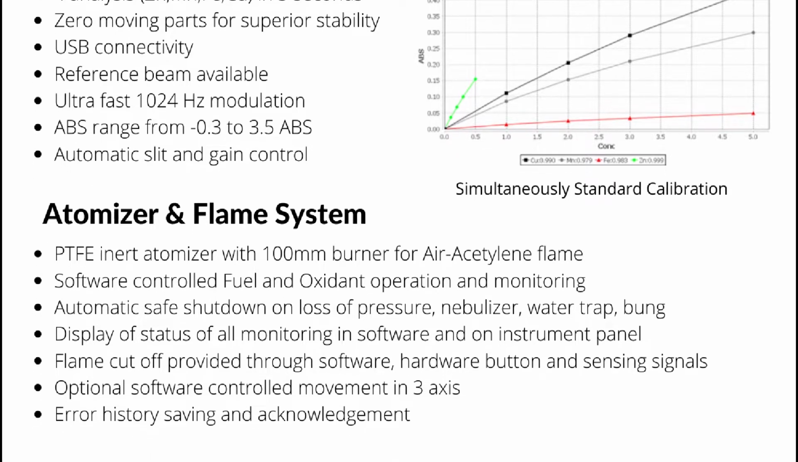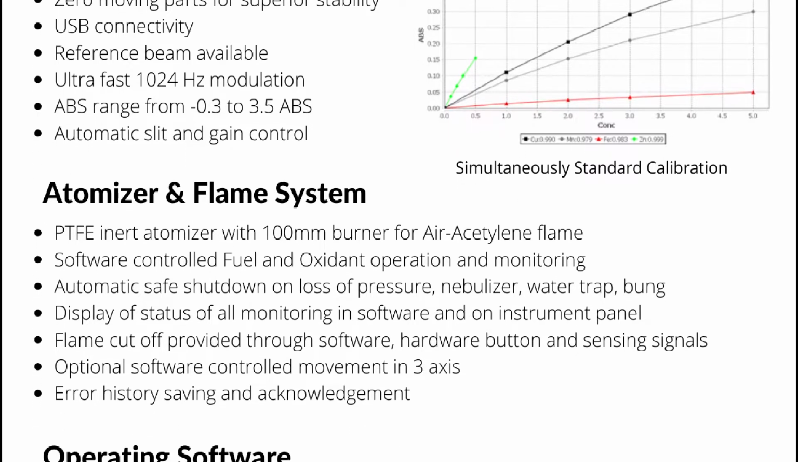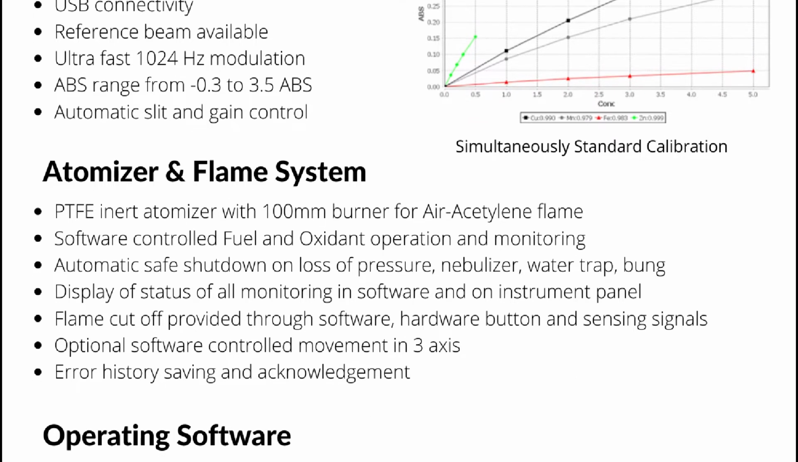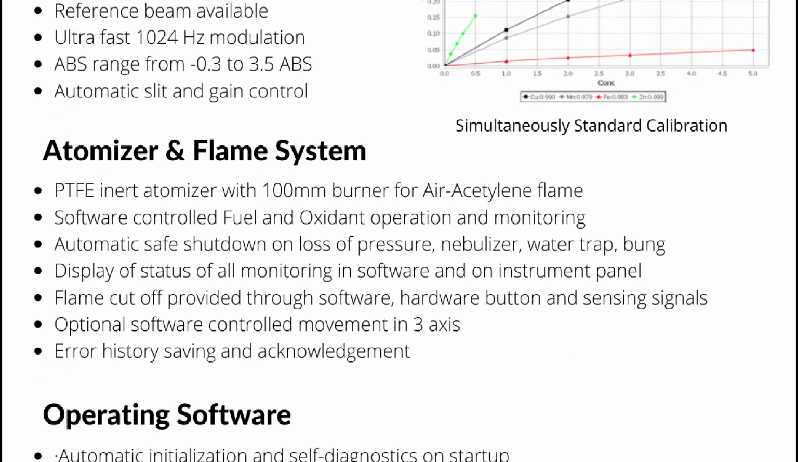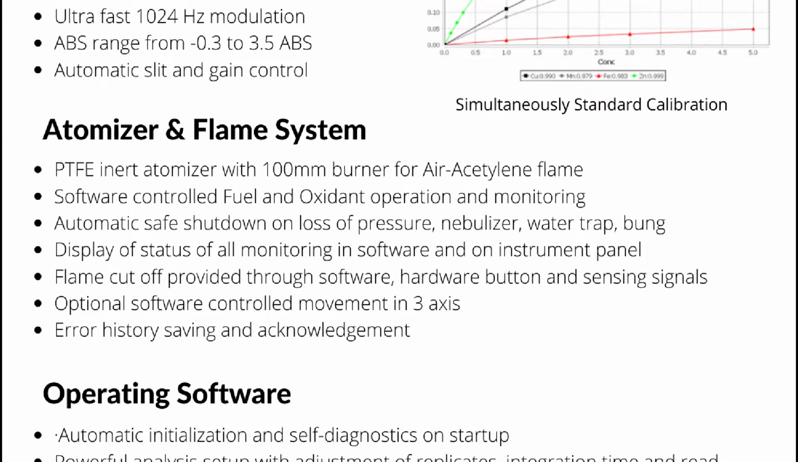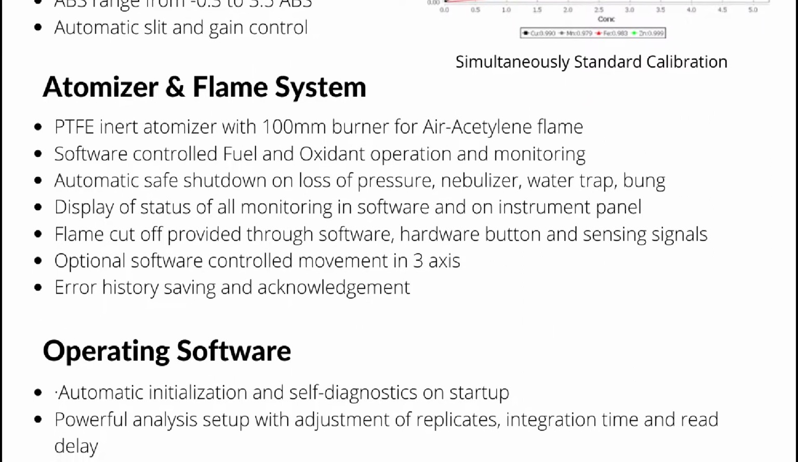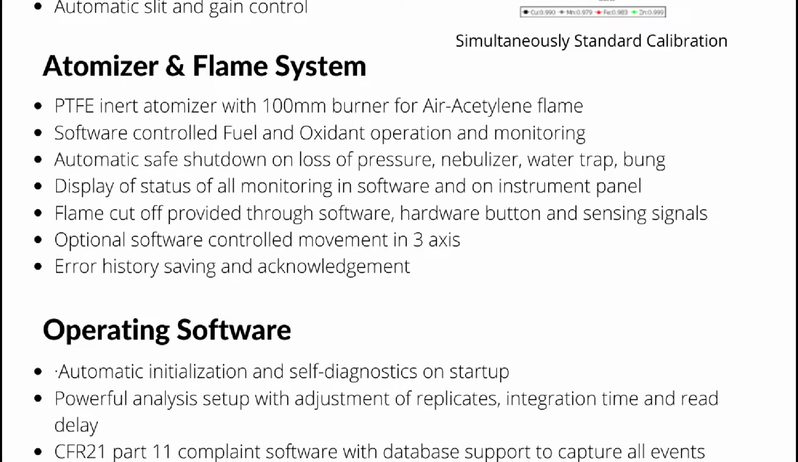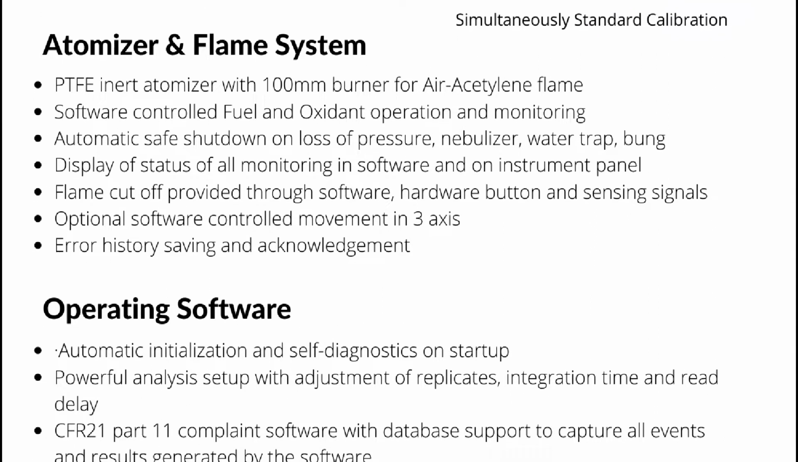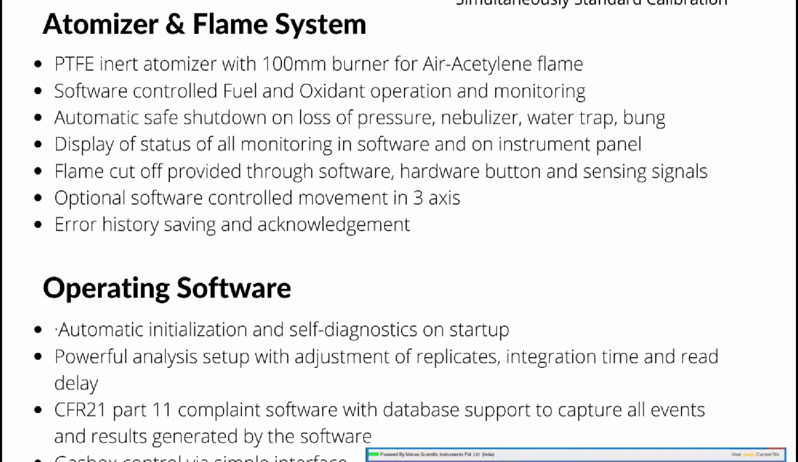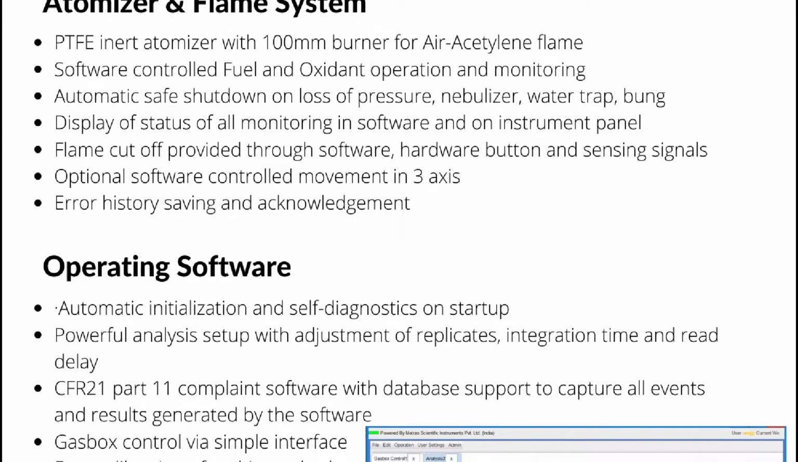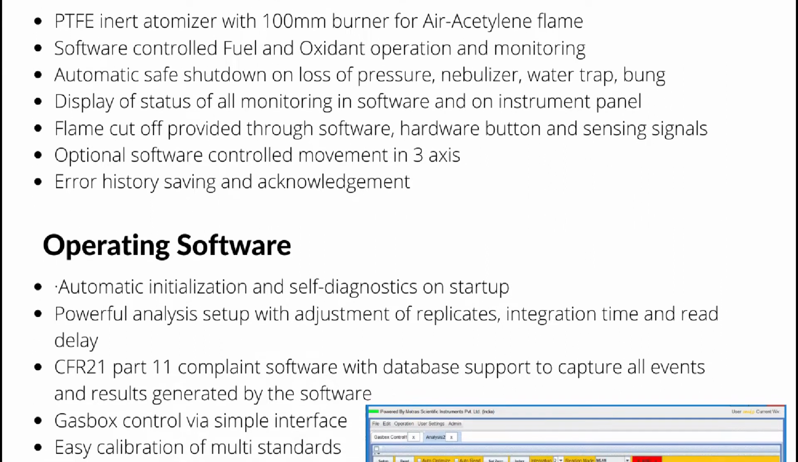The system has an automatic gas box with pressure sensing on the fuel and oxidant line, as well as a sensor to see the nebuliser status and other sensors like bunk and burner attachment. The system uses an original holographic grating glazed at 230 nanometer with a resolution of 1200 lines per mm as standard.